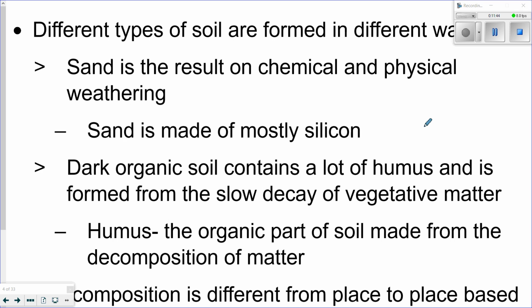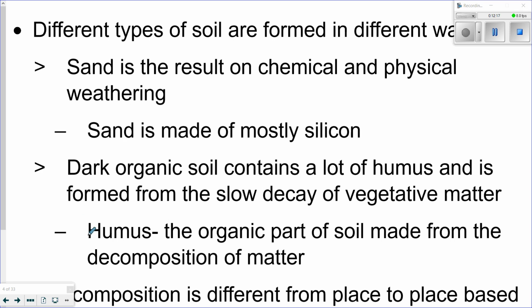Especially in the organic layer, kind of close to the Earth's surface, where we're going to have vegetation and plant life. We have this dark organic soil that contains a lot of humus, however you would prefer to say it, and it's formed from the slow decay of vegetative matter. So this humus tends to be very rich in nutrients from that decay of vegetative matter. So it tends to grow more plants and things like that.